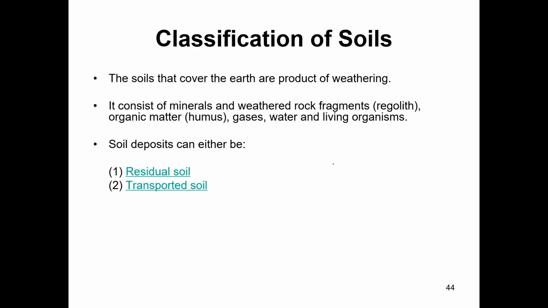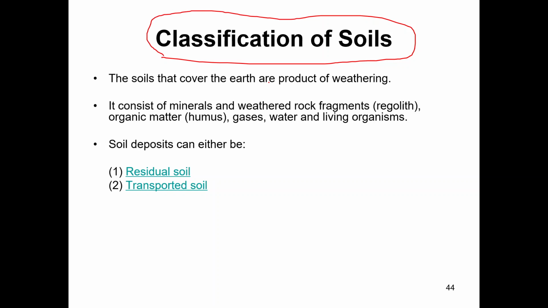Next, we will discuss how we classify soil. Soil is a product of weathering. It is normally on the top of our earth's cover, so the top layer is soil. It normally consists of minerals and weathered rock fragments, which they call regolith, sometimes organic matter, and then gases, water, and living organisms. Okay, so this is soil.